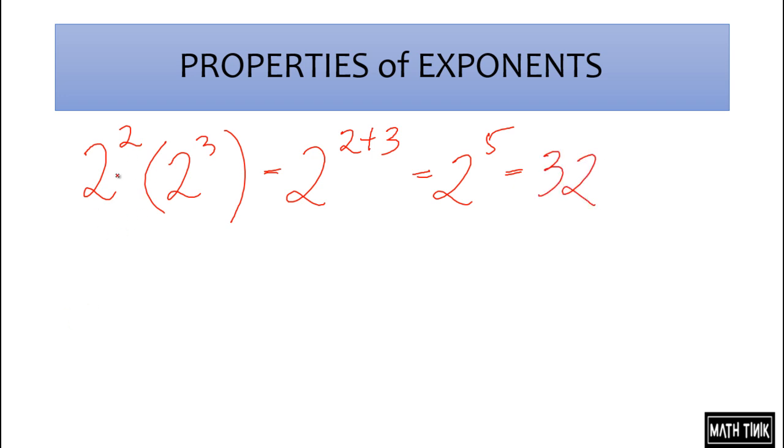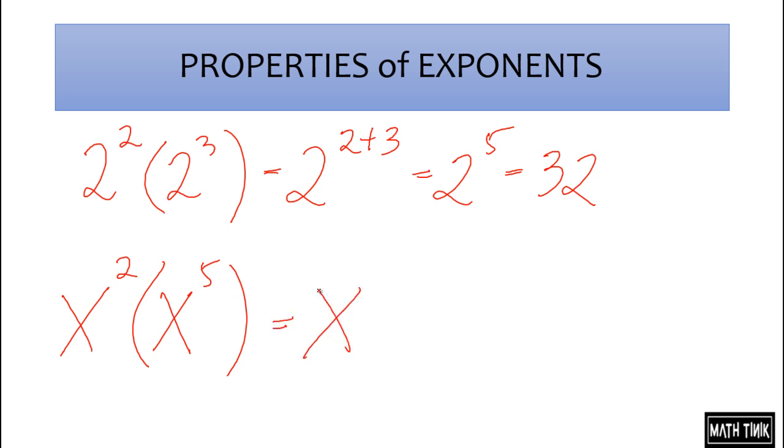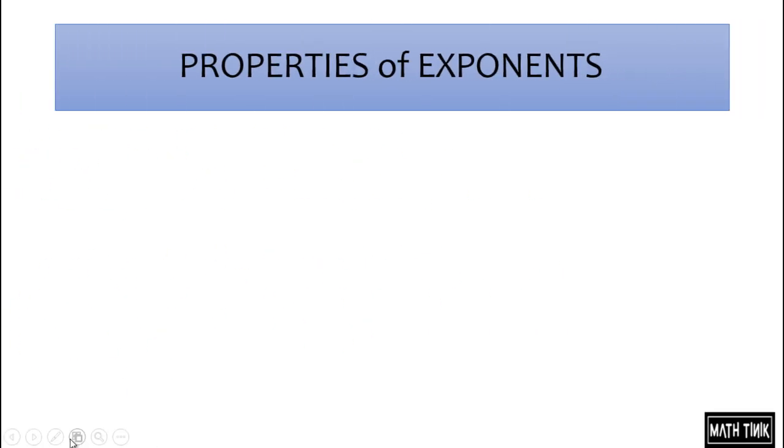Okay, next example, we have x squared times x to the 5th. You have the same base x, and it will become x raised to 2 plus 5, and therefore your final answer is x raised to 7. Now let's move forward to our next example. So take note, the product rule only applies if the base is the same.